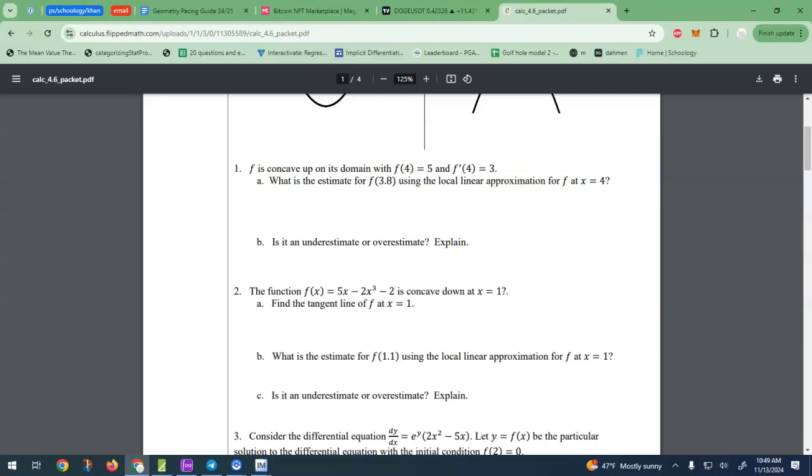So they're going to give you this to find the tangent line. And then our tangent line is based on x equals 4. And then we're going to use that tangent line to estimate the value of the function when x is 3.8. So x is 4, y is 5, I've got a slope. Will this value be bigger or smaller than 5?